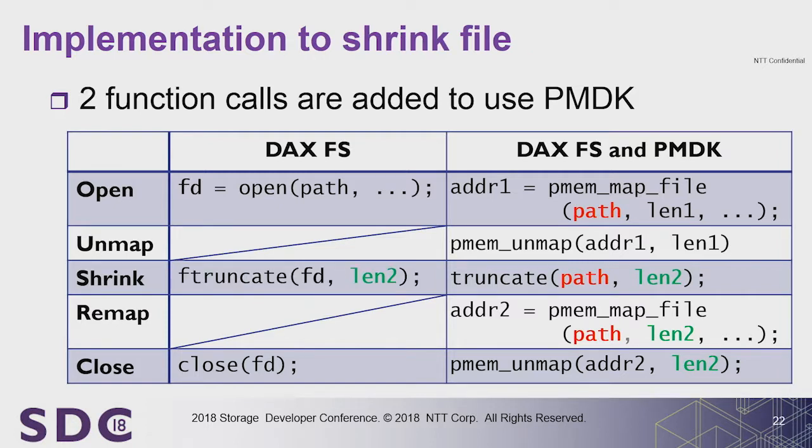Here is how to shrink a file. On DAX-FS, open syscall, ftruncate syscall, and close syscall occur. On the other hand, on DAX-FS with PMDK, pmem_map_file, pmem_unmap, the truncate syscall, pmem_map_file, and pmem_unmap occur. Two function calls are added to use PMDK. These two functions become overhead. Then, if data is written out of range, a segmentation fault happens.